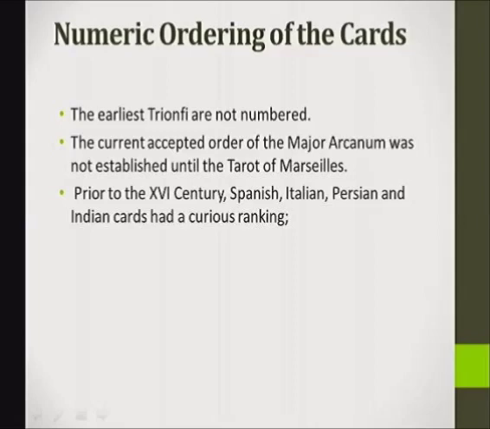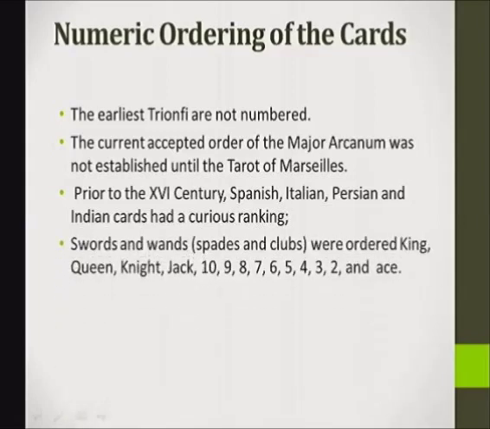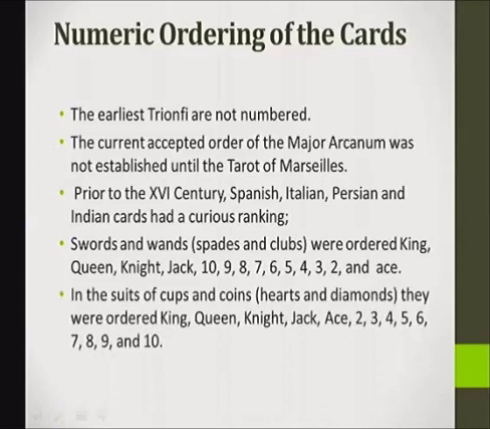Swords and wands, now known as spades and clubs, were ordered king, queen, knight, jack, 10, 9, 8, 7, 6, 5, 4, 3, 2, and ace. And in the suits of cups and coins, or hearts and diamonds, they were ordered king, queen, knight, jack, ace, 2, 3, 4, 5, 6, 7, 8, 9, and 10.